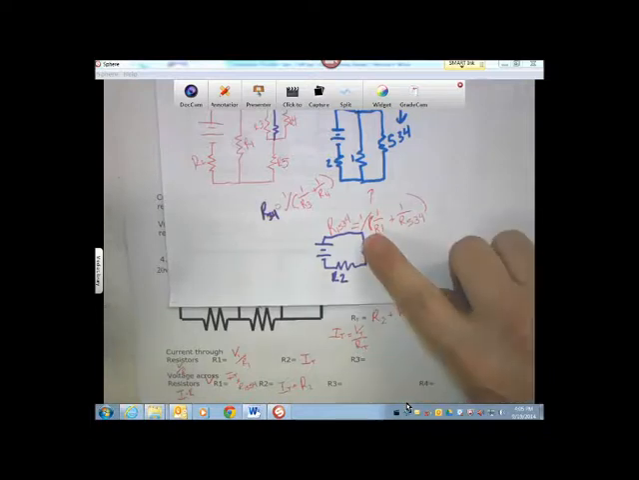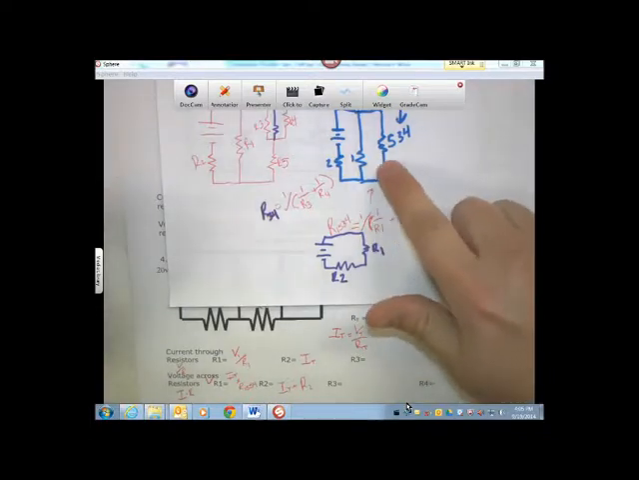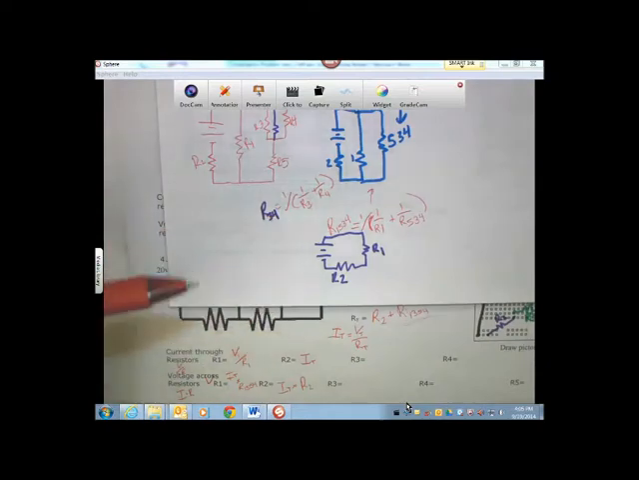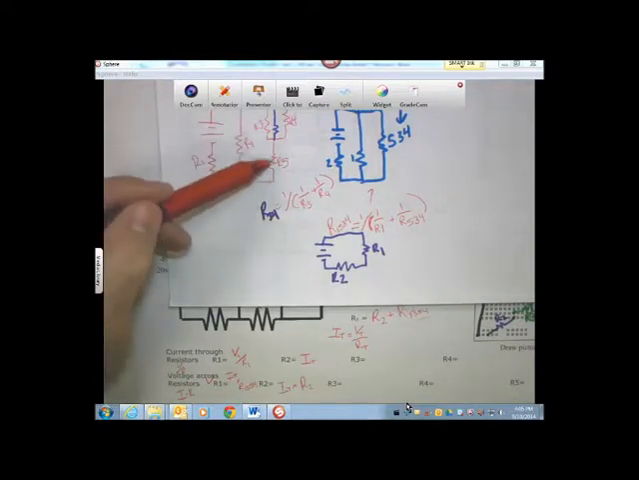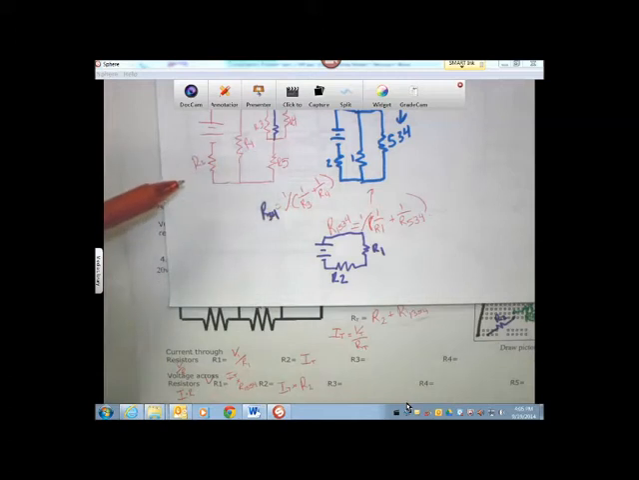Now that I solved for R1, I can break it back out into this and find the current through R5. So right now I see current going all the way through R2, then splitting between R1 and R5. And so next we solve for things related to R5.